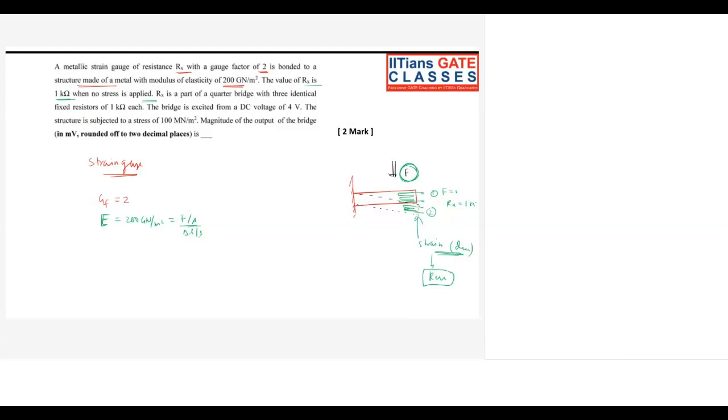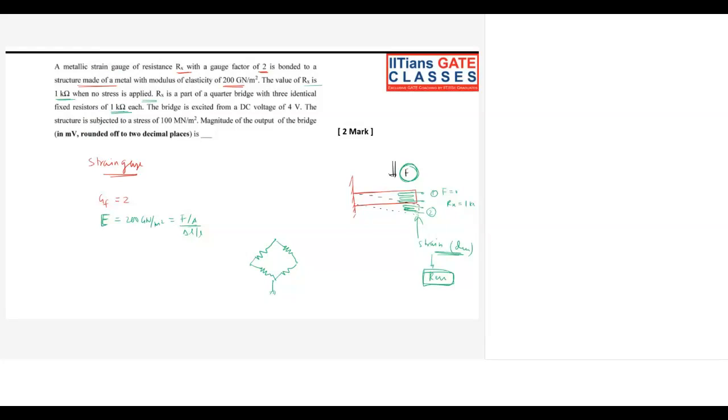Next, this Rx is a part of a quarter bridge with 3 identical fixed resistances of 1 kilo ohm each. As I told, this resistance should be converted to some meaningful quantity, that is voltage or current, such that we can calibrate our output voltage in terms of change in the force or change in the strain. So we have to connect this strain gauge to the Wheatstone bridge. This Wheatstone bridge is in quarter bridge format. It means that there is only one sensor and all the other resistances are fixed.